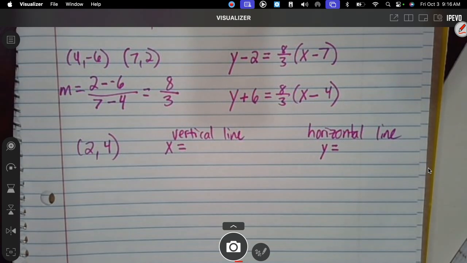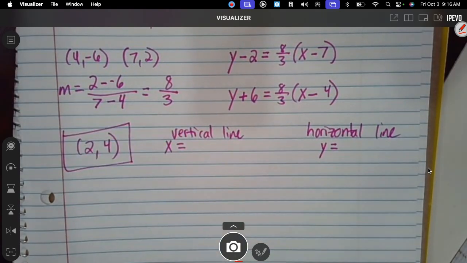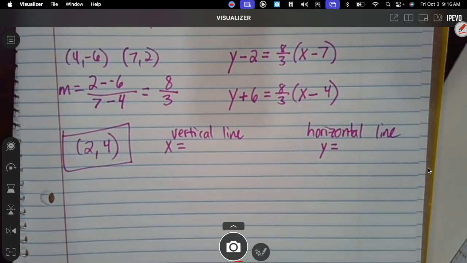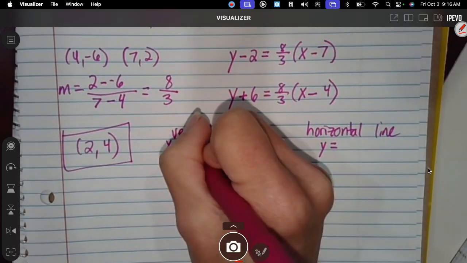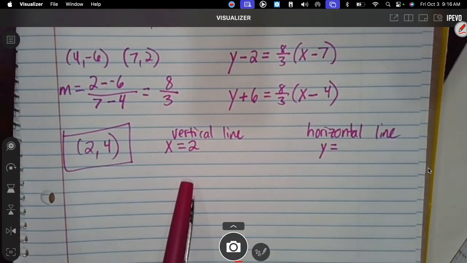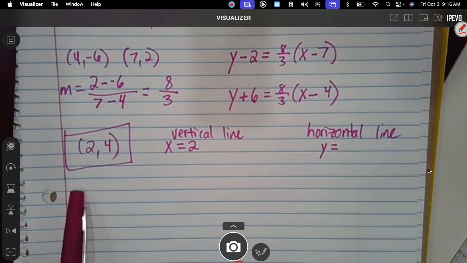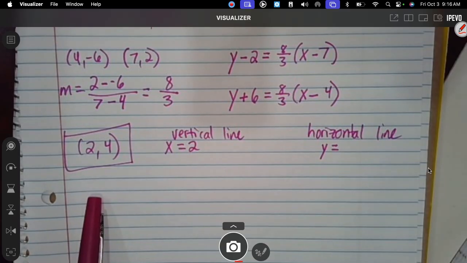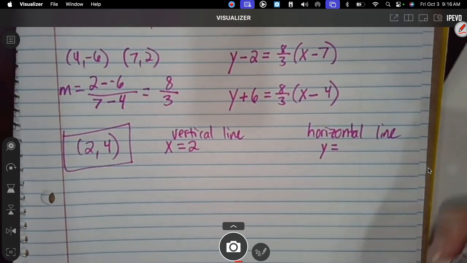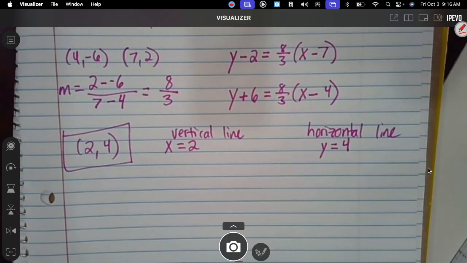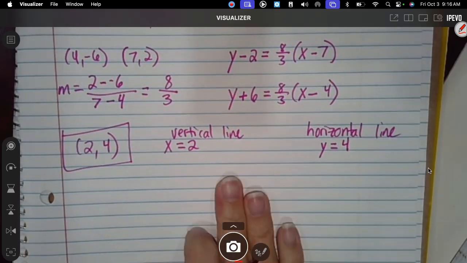Okay? So they give me this ordered pair right here. What does x equal? 2. All right, that would be my vertical line. What does y equal? 4. That would be my horizontal line. Those are my 2 equations. So I might make notes of that because you might forget.